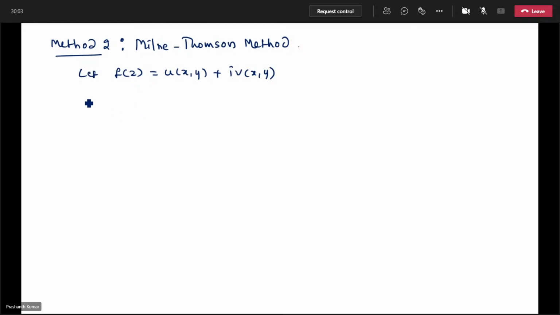How is it? You see here, since we know that z is equal to x plus iy, and the conjugate of z is equal to x minus iy.